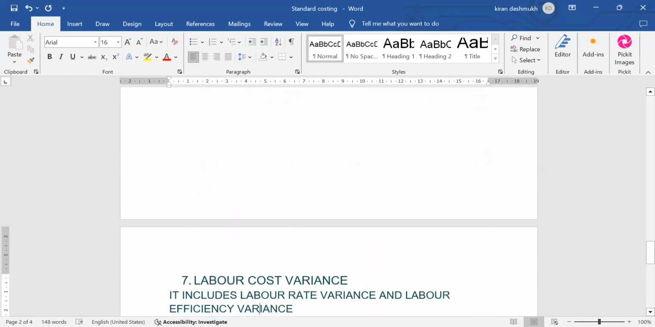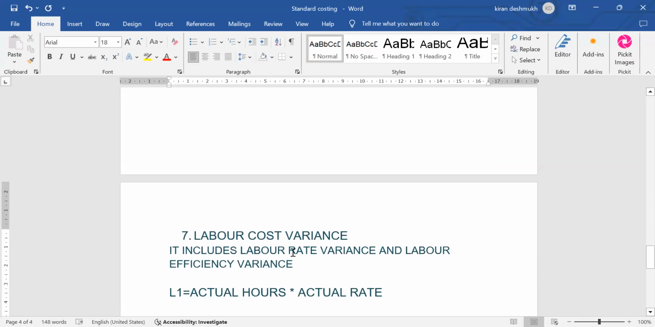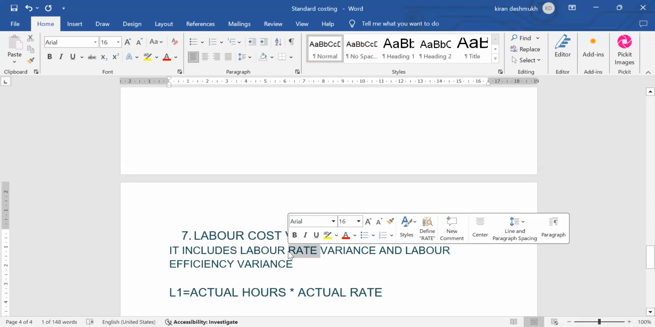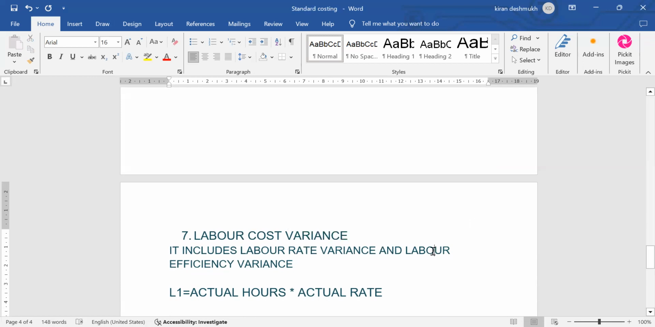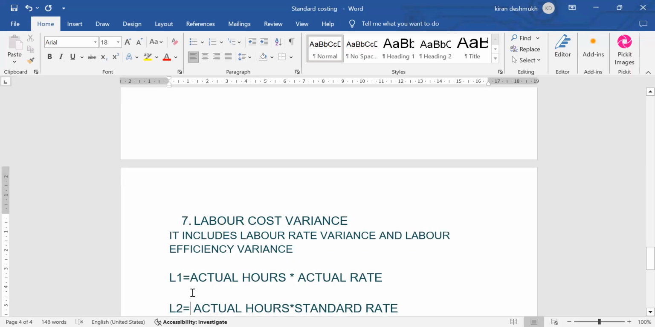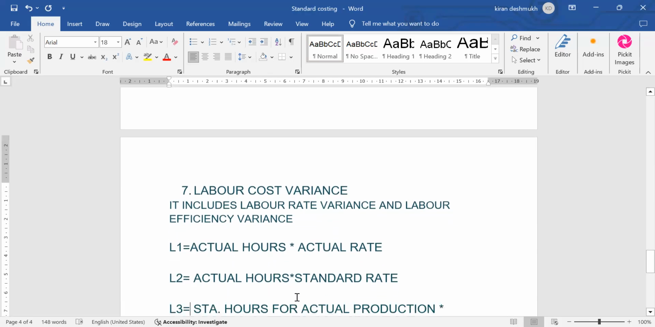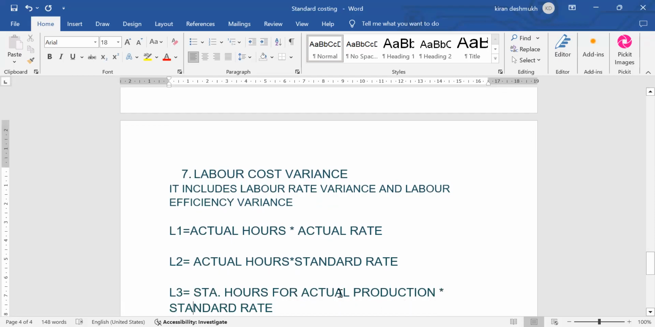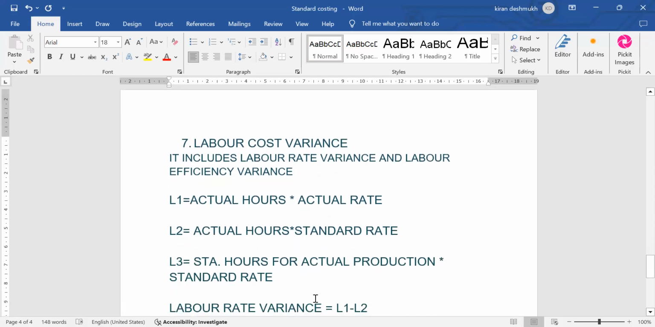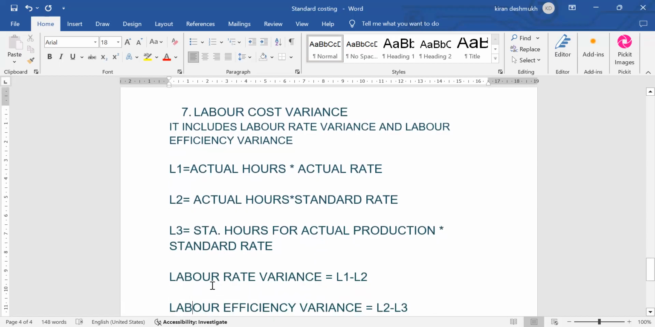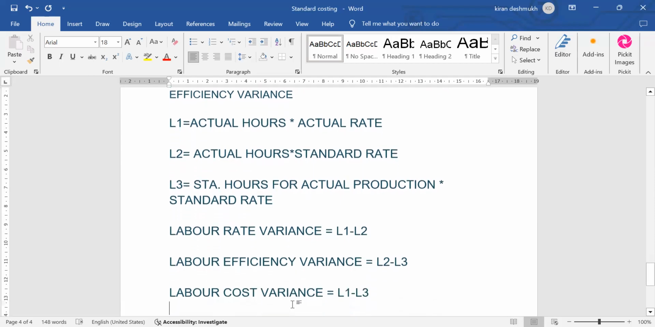Now for labor, it includes labor rate variance. Labor cost is impacted by the rate you give the worker, and by the labor efficiency. Exactly as we applied in material, in a similar way we will do for L1, which is actual hours into actual rate, L2, actual hours into standard rate, and L3, standard hours for actual production multiplied by standard rate. Here labor rate variance is L1 minus L2, efficiency variance is L2 minus L3, and labor cost variance is L1 minus L3.